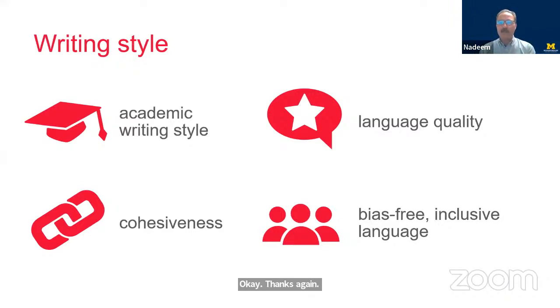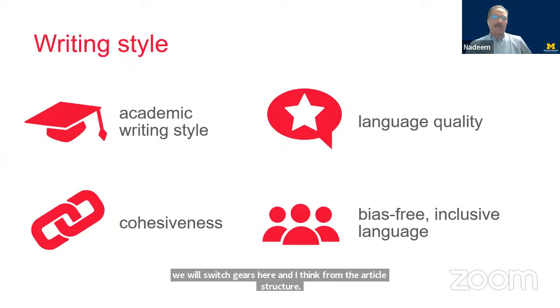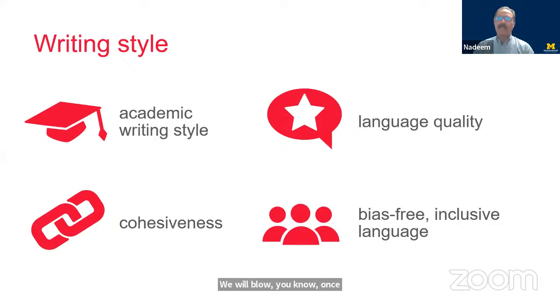So moving on, I think we will switch gears here, and from the article structure, we will boil down this discussion to writing style, because that's what matters when you are writing for a scientific journal or for any journal. So authors should use an academic writing style. For example, write in a consistent person and tense that is appropriate for their field, be as specific as possible, and avoid generalization, as well as avoid colloquialisms, informal phrases, and slang.